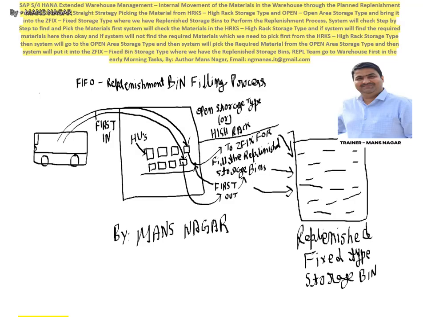Some demonstrations from one of my books, which is in supply chain management, SAP S/4HANA, or you can see here internal movement of the material. The topic is the replenishment process. All the books you will find with step-by-step configuration. So here, from one of the books, I will give you a demonstration: internal movement of the material in the warehouse through the planned replenishment process.